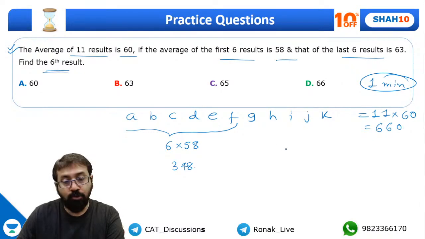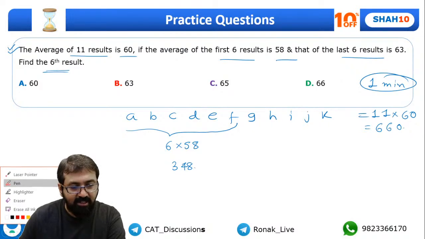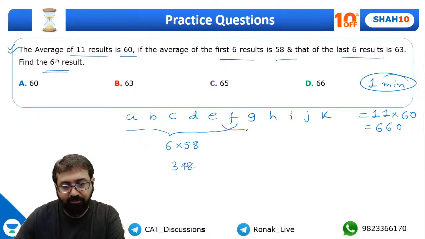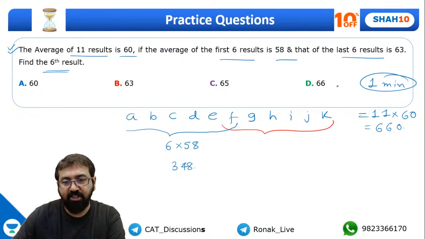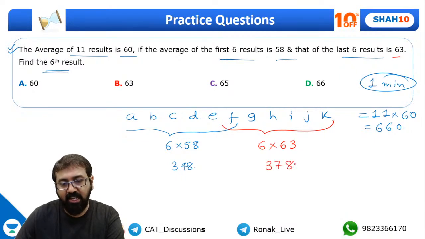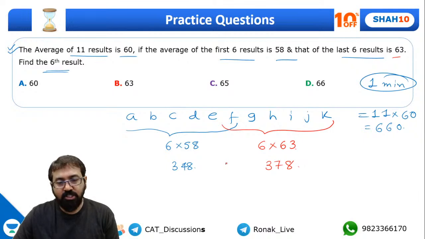No, 63 is not correct, guys. Please check your calculation. The average of the last 6 results. Can I say last 6 results? That means this one, F to K. This average is given as 63. So it will be 6 into 63. So this will come out to be 378. Correct?